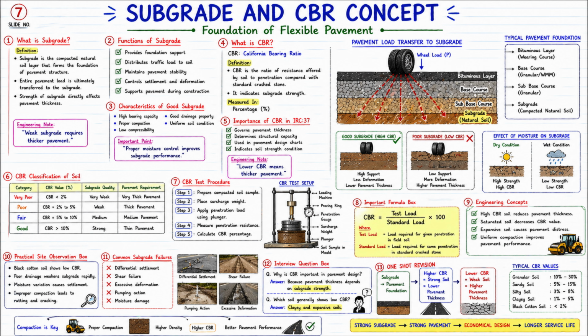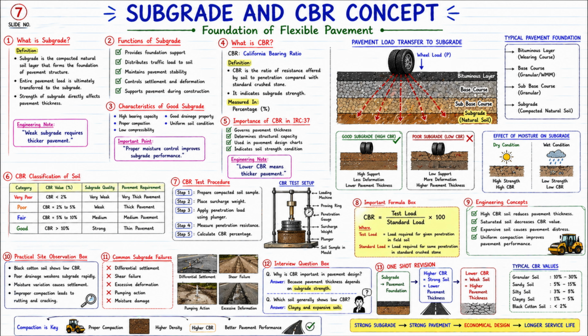Now see the important points below. Proper moisture control improves subgrade performance. And this is a very important field concept. If the moisture control is impaired, the CBR value will start decreasing. Now the most important concept of the slide begins.